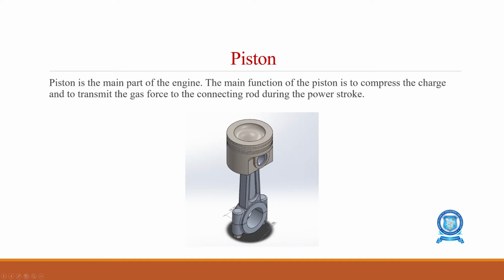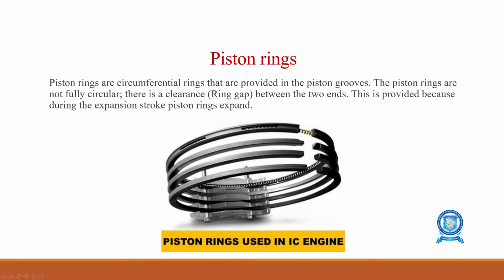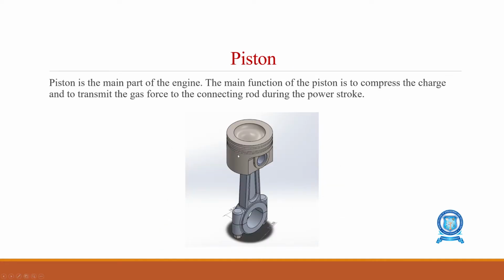This is the gudgeon pin. And you can see these are the grooves in which the piston rings are provided. After seeing the piston, you can see the piston rings. You see here there are 4 rings. Depending on the duty of the engine, light duty or heavy duty, the grooves will vary. Here there are 3 grooves.